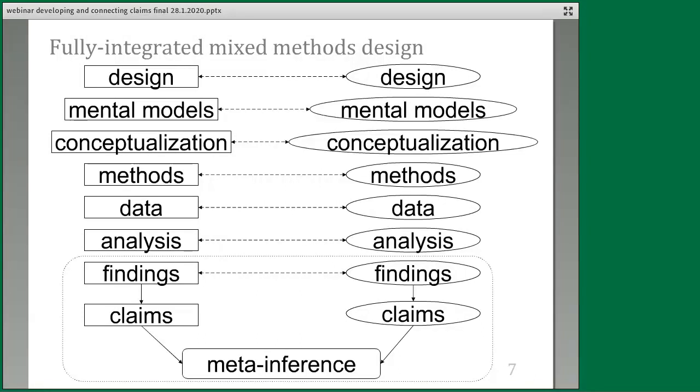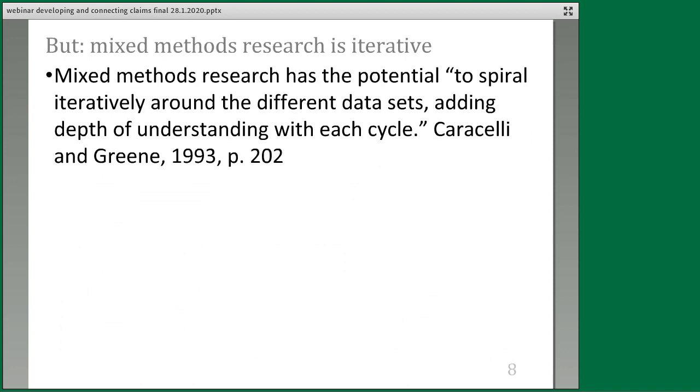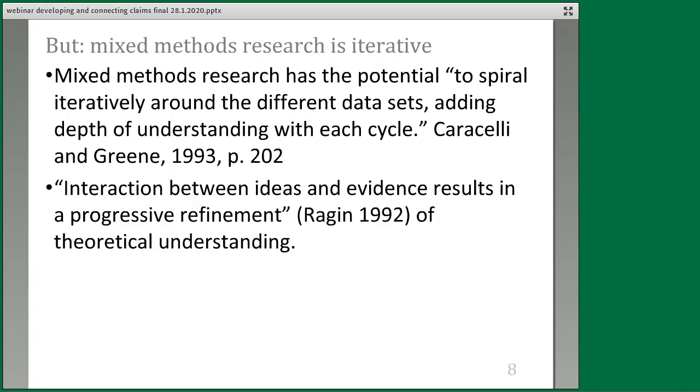Okay, well, then I will go on. But there's one problem, which is that mixed method research is iterative. So mixed method research, as Caracelli and Green said already in 1993, has the potential to spiral iteratively around the different data sets, adding depth of understanding with each cycle. And also Reagan, speaking about case study research, said it's the interaction between ideas and evidence which results in a progressive refinement of theoretical understanding.